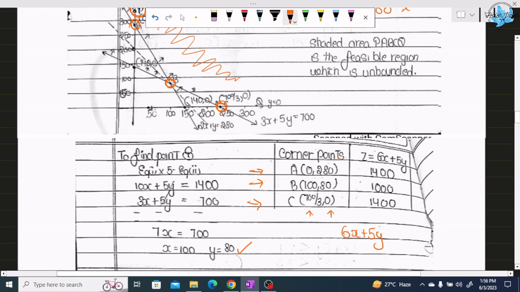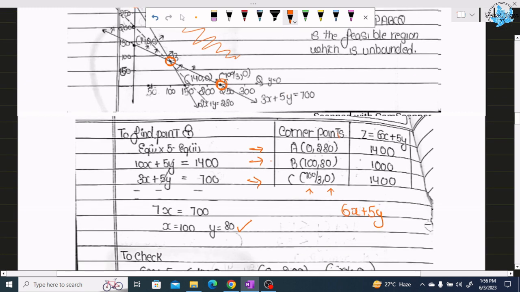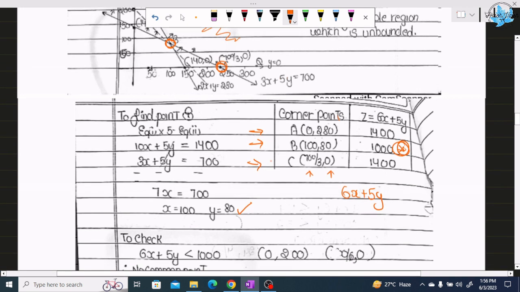Now the question is asking us to find the minimum z. So what is the minimum z? The minimum z is 1000, because we can see from the values that 1000 is the minimum value. Now the graph is unbounded, so we have to check whether this 1000 is the minimum value or not.